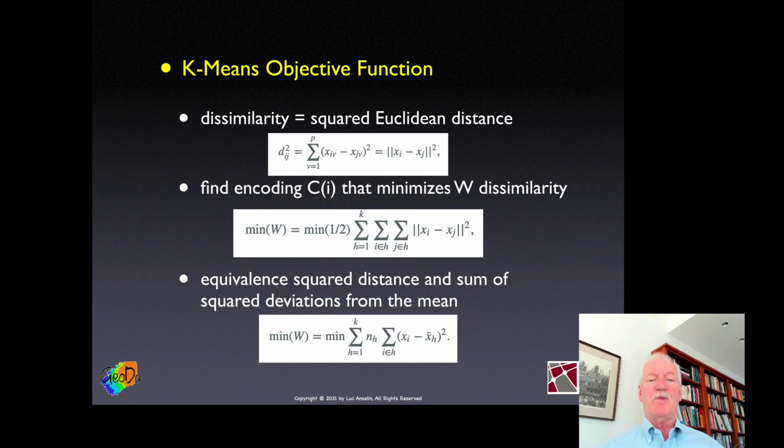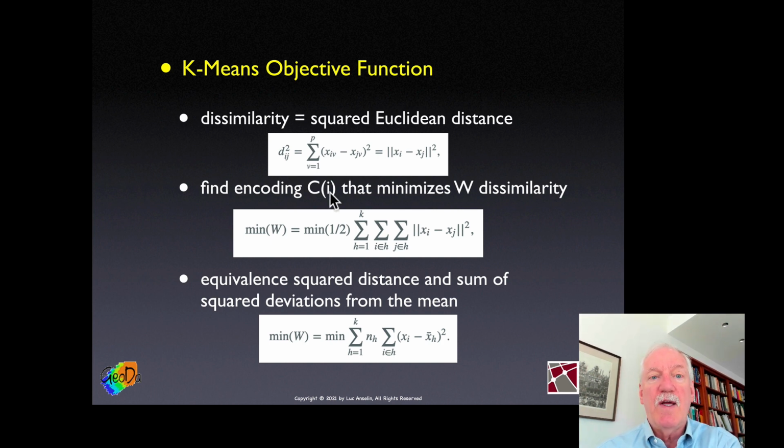In K-means, the objective function is not the distance or the dissimilarity itself, but for a number of reasons, it's the squared Euclidean distance. And we're already familiar with the Euclidean distance from our discussion of multidimensional scaling. And just to repeat it, the distance squared is the sum over all the variables of the pairwise difference squared, right? So this is the multivariate dissimilarity between observations i and j.